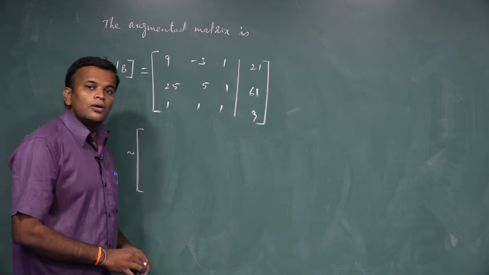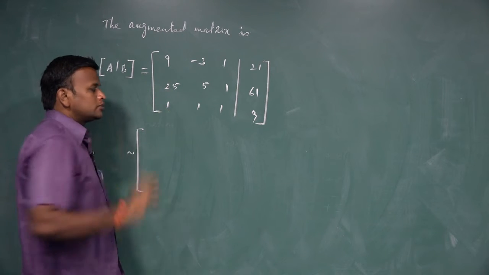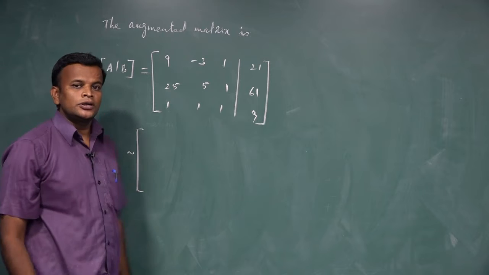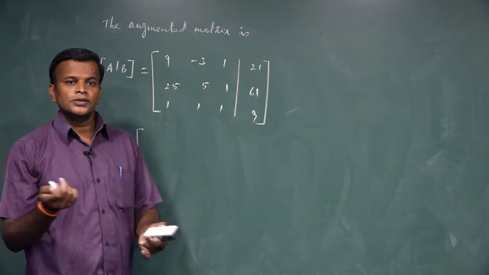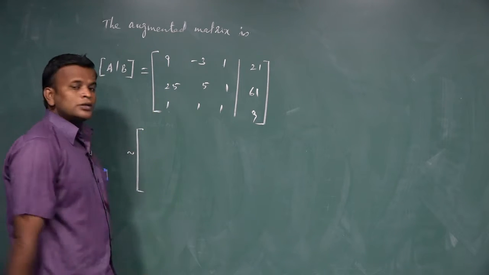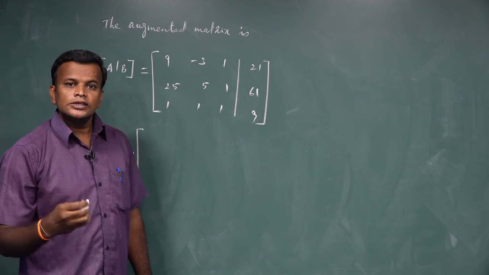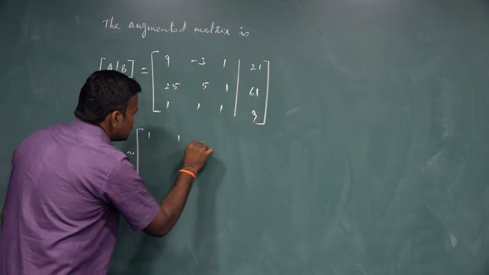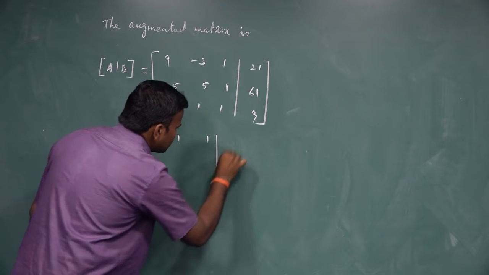Now we see the first row and the third row. The first row element is 9, third row element is 1. Suppose we interchange these two rows, the 9 element becomes 1. So the first step, I interchange R1 and R3. 1, 1, 1, 9.